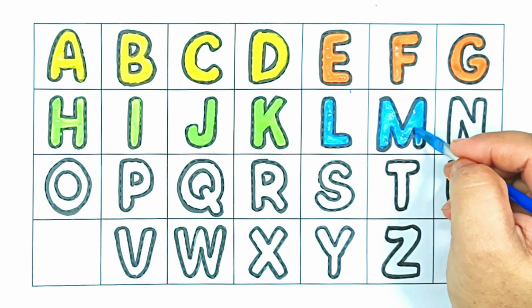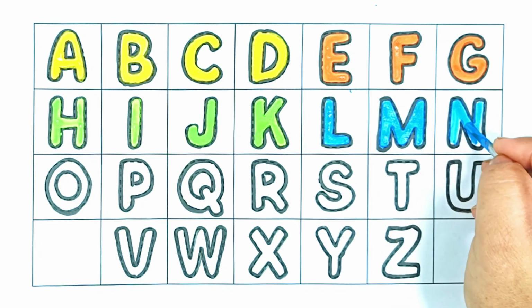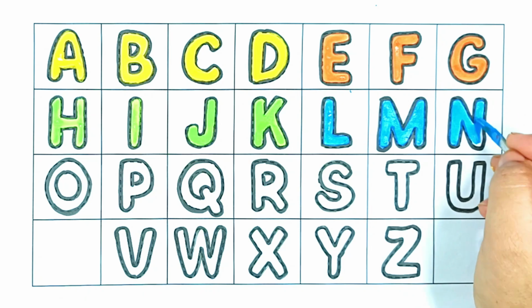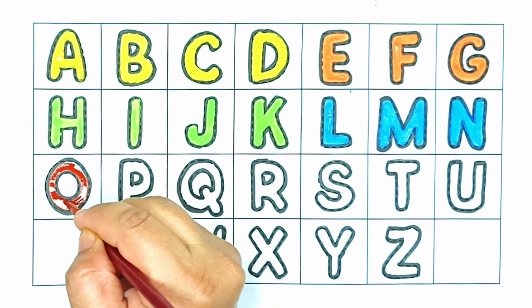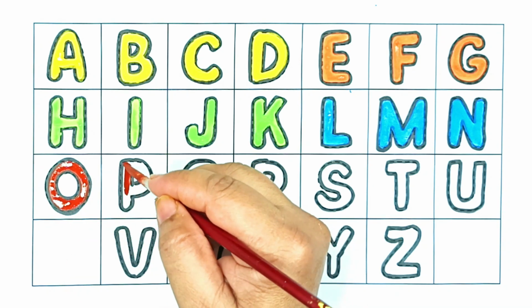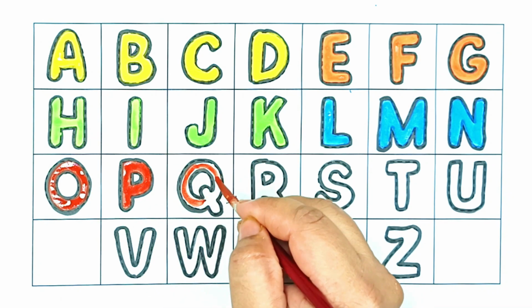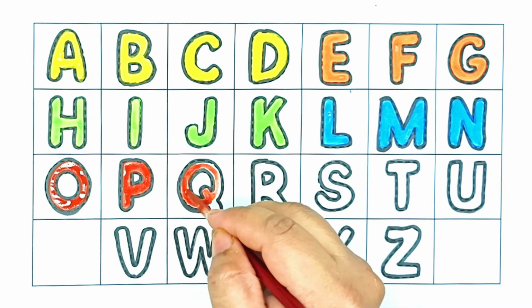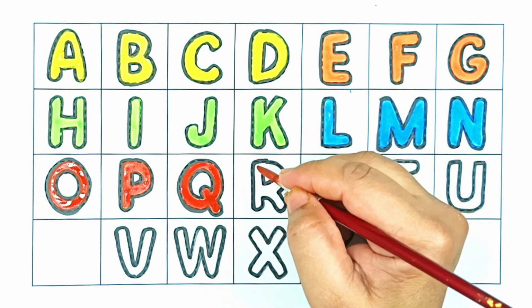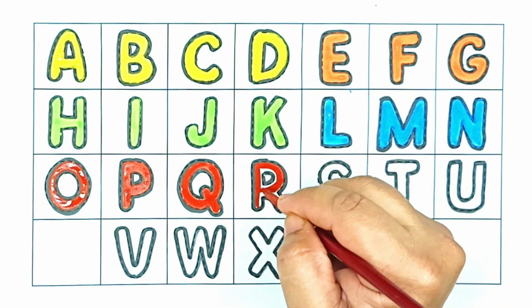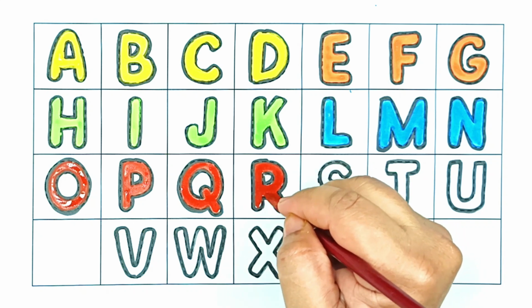M for man, M for man, N for net, N for net, O for onion, O for onion, P for pen, P for pen, Q for queen, Q for queen, R for ring, R for ring.